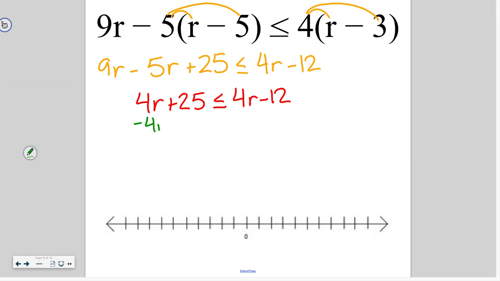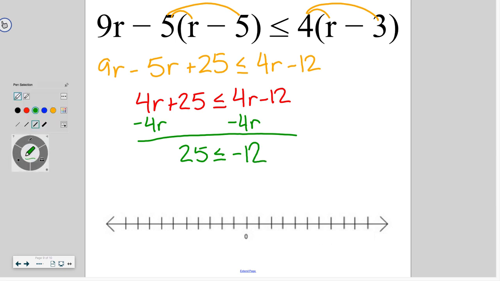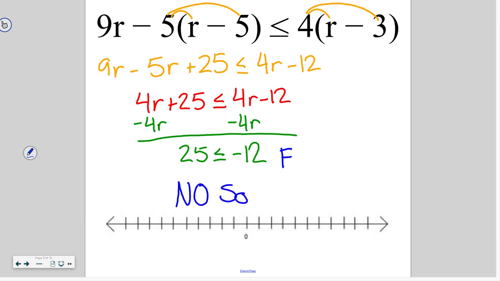Subtracting 4r from both sides, I get an answer of 25 is less than or equal to -12. Now, we all know this is a false statement, so what this indicates to us is that this is going to be a no solution problem.